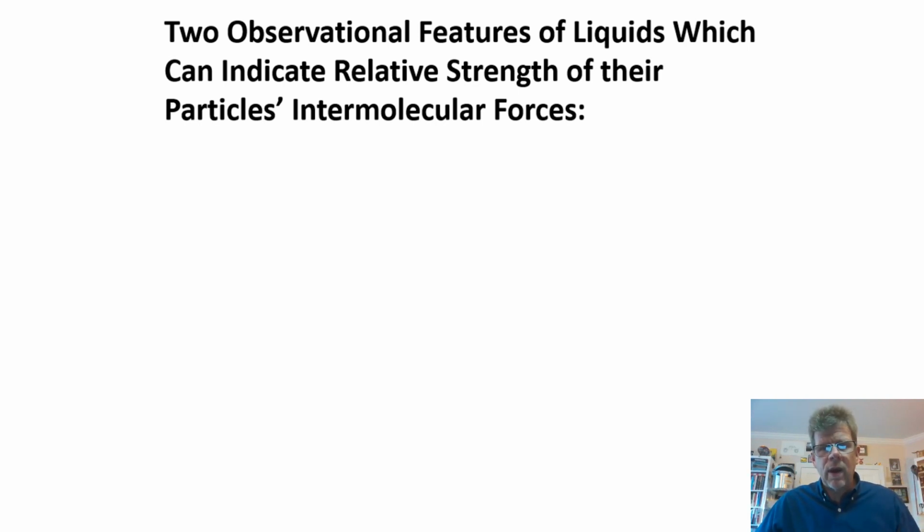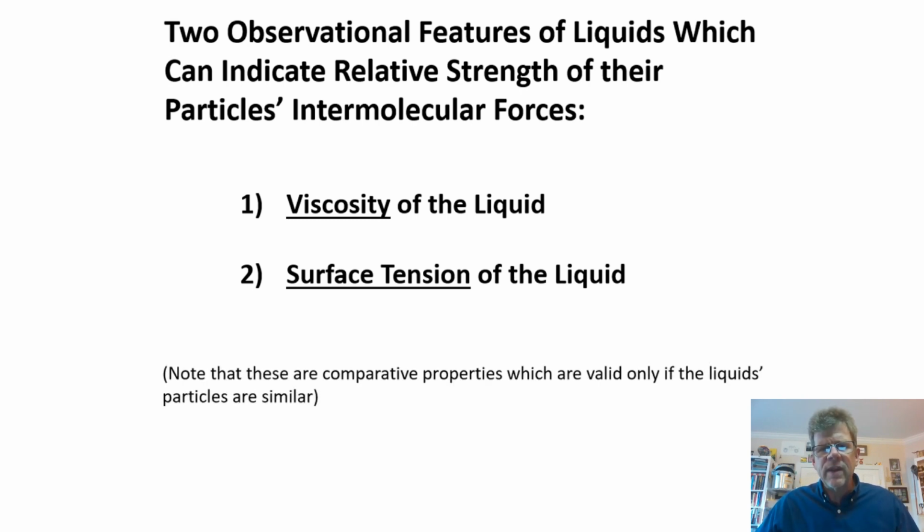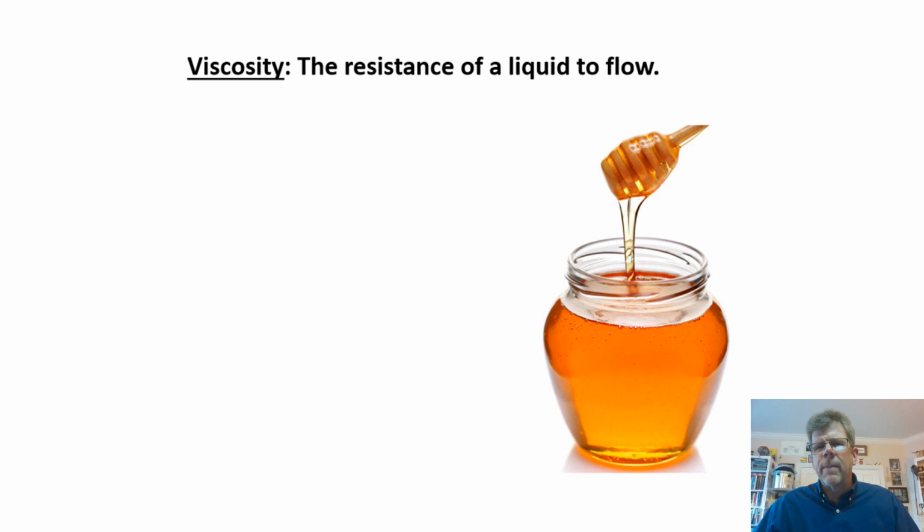So these two observational features are called the viscosity of a liquid, as well as the surface tension of a liquid. Now, these are comparative properties, as I said before, only if the liquid's particles themselves are similar, and we'll look at some reasoning for that as we move along. So let's take a look at viscosity first. By definition, viscosity would be the resistance of a liquid to flow.